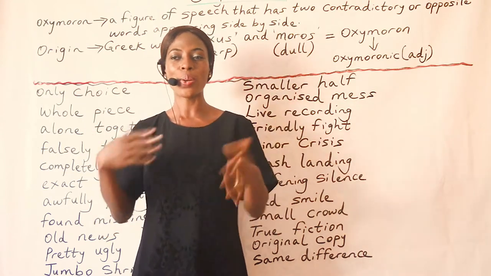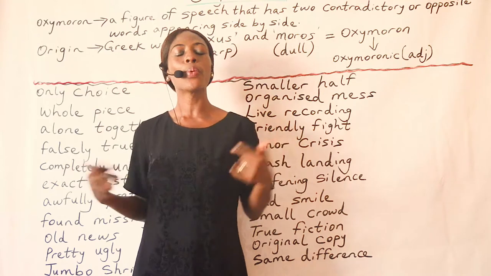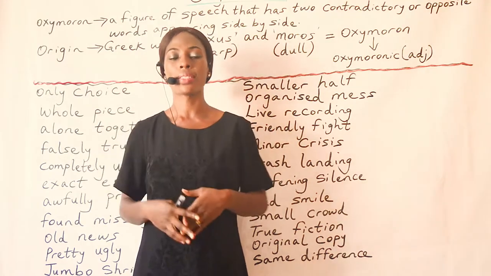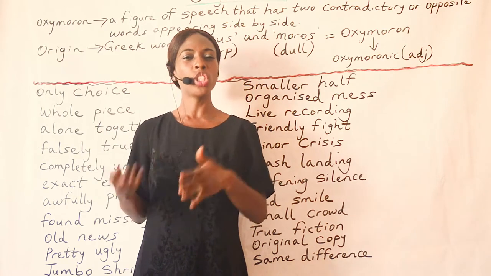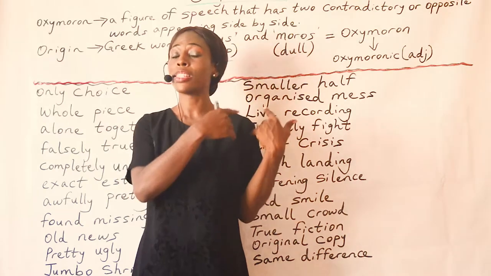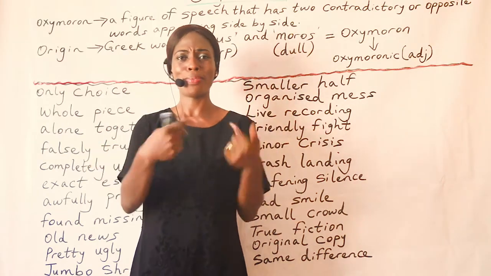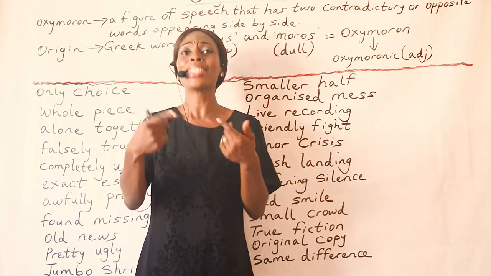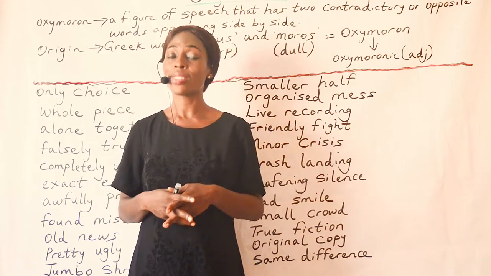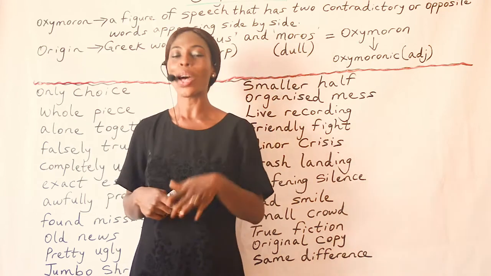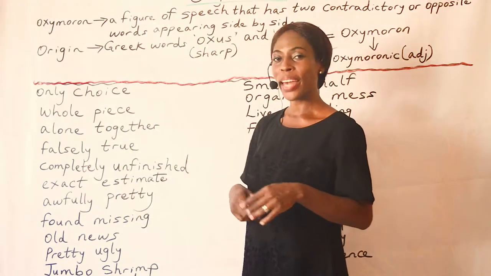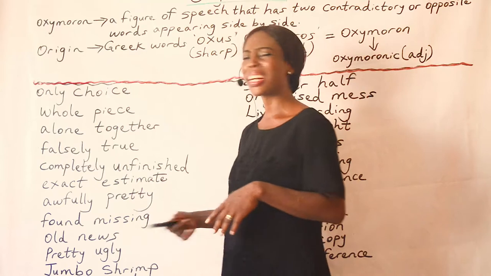It is past. It's no longer raining. News is from the word new, something trendy, something current. So when you say old news, what does it mean? Is an old news old? It is past. News, current. It is past current. Is it still trending? English is funny, but it's a phrase. It's oxymoronic. Old news. Another we have is pretty ugly.